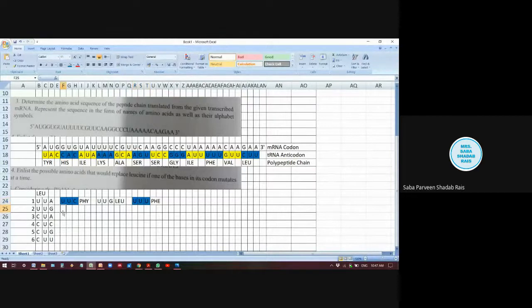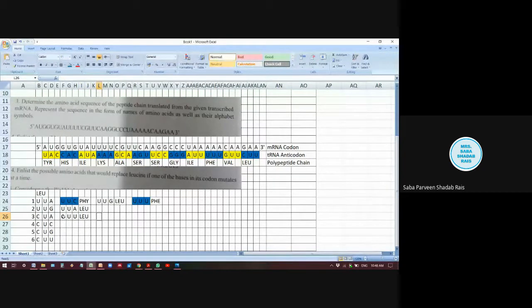Now here instead of UUG, if UUA is there, then what will happen? It is going to remain the leucine only, right? Right or wrong? Again, if it is UUG, we have solved for this. We have solved for all the remaining ones, so no need to solve again. Now here CUA. So instead of A, if U will come, what is the CUU? Again, it is the leucine only. So there is no such mutation.